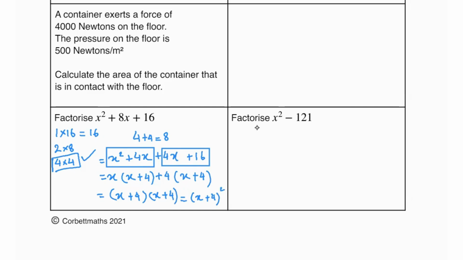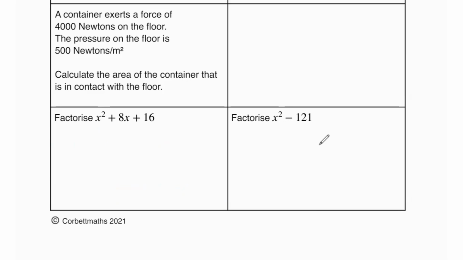Then the next one, it's asking us to factorize x squared minus 121. Now this is also a quadratic equation. Why? Because the highest power of the variable is 2. Whenever the highest power is 2 for a variable in an equation, that's a quadratic equation. But this one is different from the one that we already solved because this doesn't have a middle term. It's just two terms, x squared and a constant being subtracted from it. In such cases, we use difference of perfect squares.